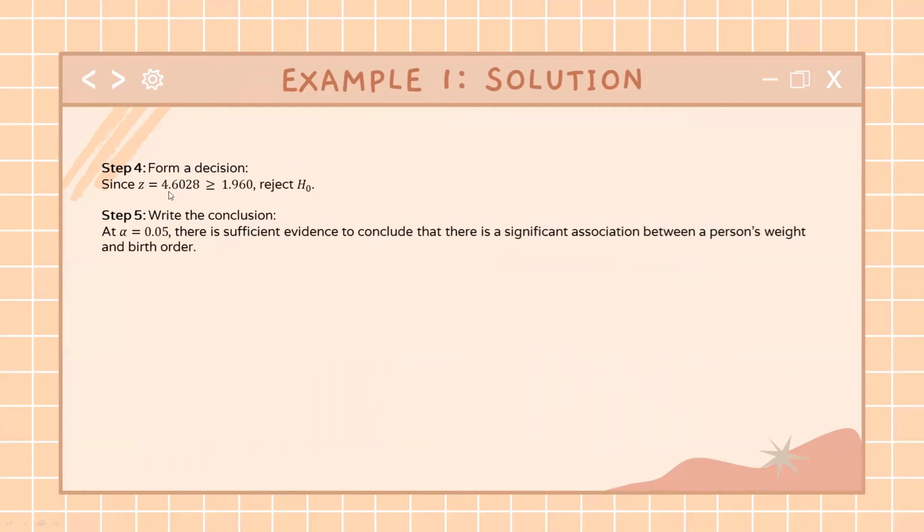Step 4, form a decision. Since Z is equal to 4.6028 and it is greater than 1.96, reject the null hypothesis. Step 5, write the conclusion. At alpha 0.05, there is sufficient evidence to conclude that there is a significant association between a person's weight and birth order.